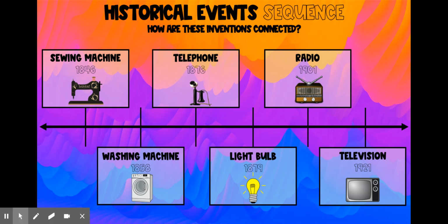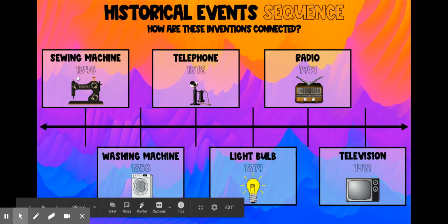Let's take a look right here at our historical event sequence. This timeline right here shows inventions. So how are these inventions connected? Well, if you look, the sewing machine was invented in 1846, washing machine in 1858, the telephone in 1876, the light bulb in 1879, the radio in 1901, and the television in 1921.